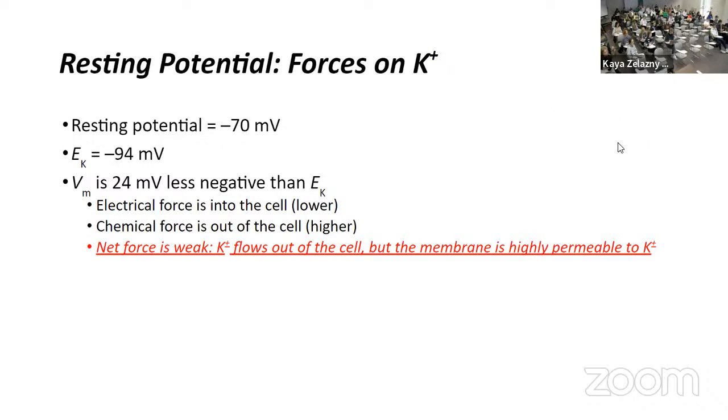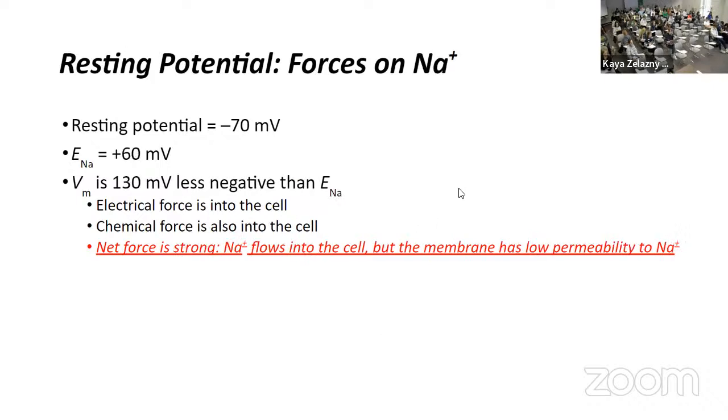This is just a summary slide of the forces on potassium. All right, so potassium, our big picture here is that potassium wants to leave the cell because it wants to make that cell get to -94. This is because our chemical force pushing potassium out of the cell, drawing potassium out of the cell, is higher than that electrical force pulling it into the cell. Opposite situation going on with sodium. That chemical force is into the cell, and when we're at our resting membrane potential of -70, our electrical force is also into the cell. So we have a really strong force for sodium to move into the cell at that starting point.